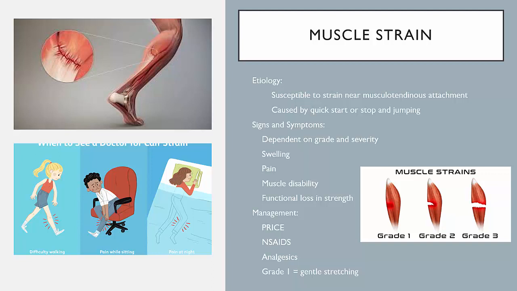To manage muscle strains, we can use PRICE or POLICE, NSAIDs, and analgesics as needed. For a grade 1 calf strain, we should give gentle stretching after cooling. Weight bearing should be as tolerated. We can use a heel wedge to reduce calf stretching while walking, and a gradual rehabilitation program should be instituted.